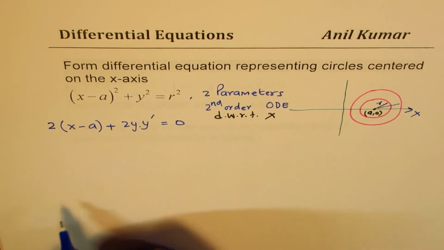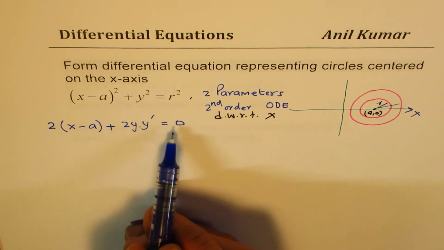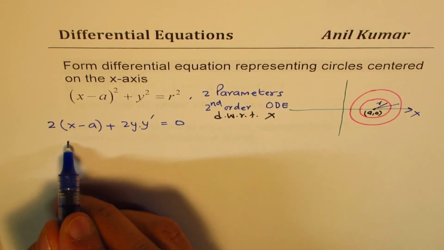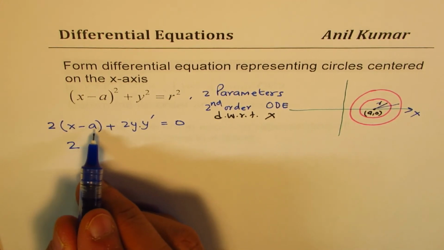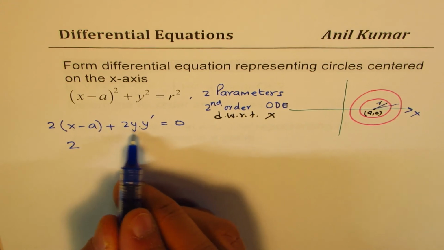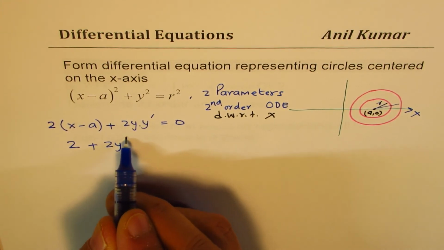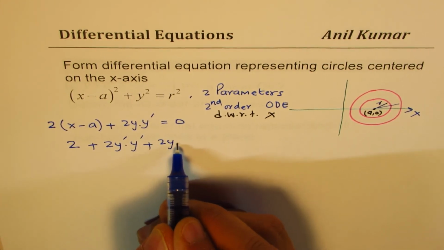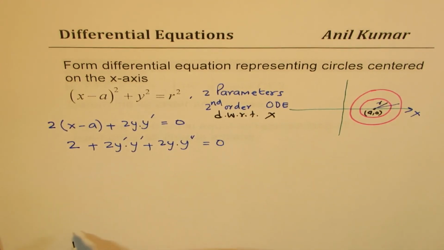Okay. Now we have one more chance to go. We can definitely eliminate a. In the first derivative, we eliminated r. So now we get derivative of this is 2, right? That is 2x, derivative is 2, 2a minus 0. Now here we'll apply the product rule. So 2 times y derivative times y plus 2y times derivative of this, which is the second derivative.